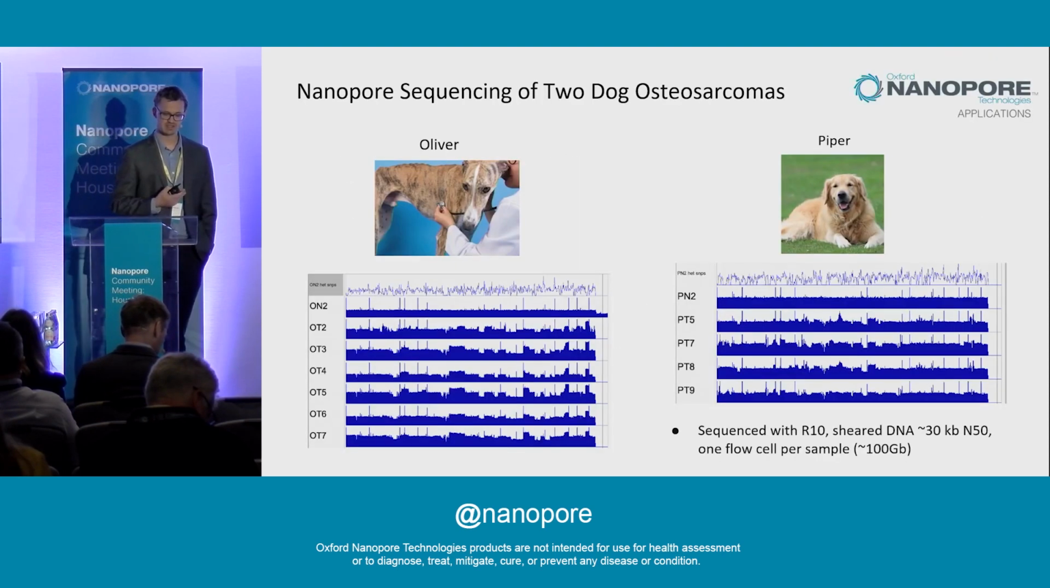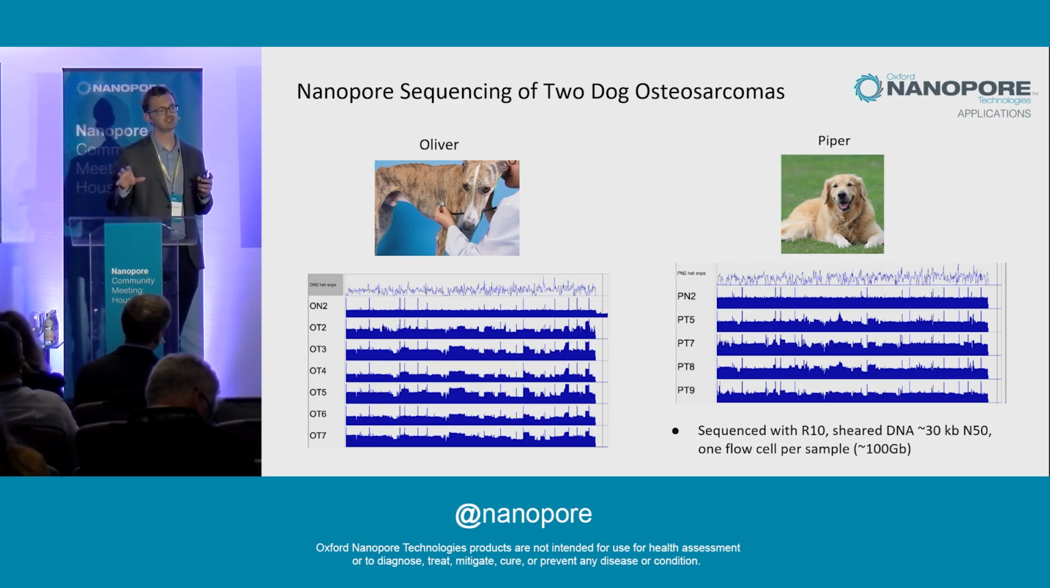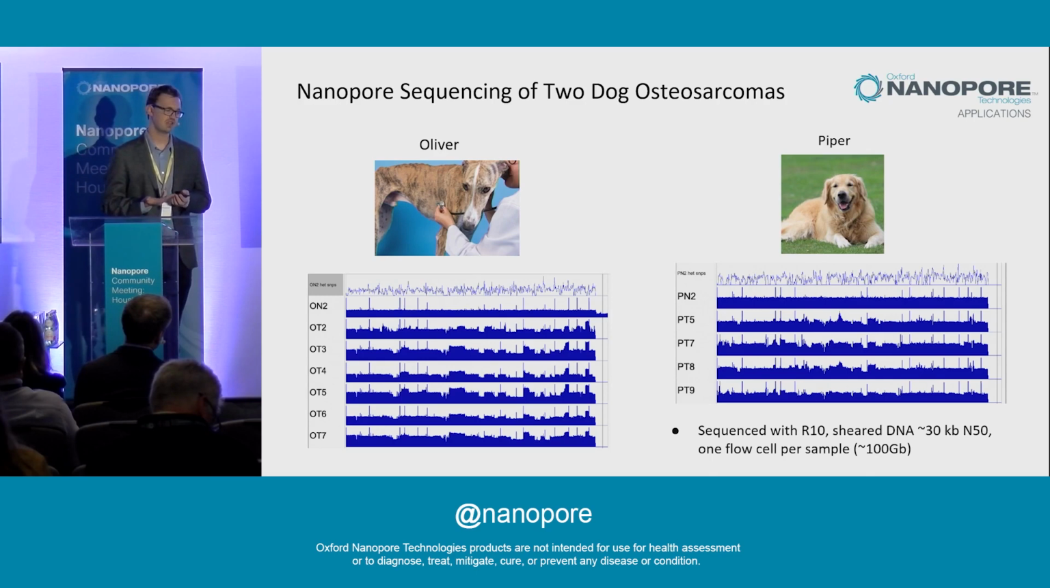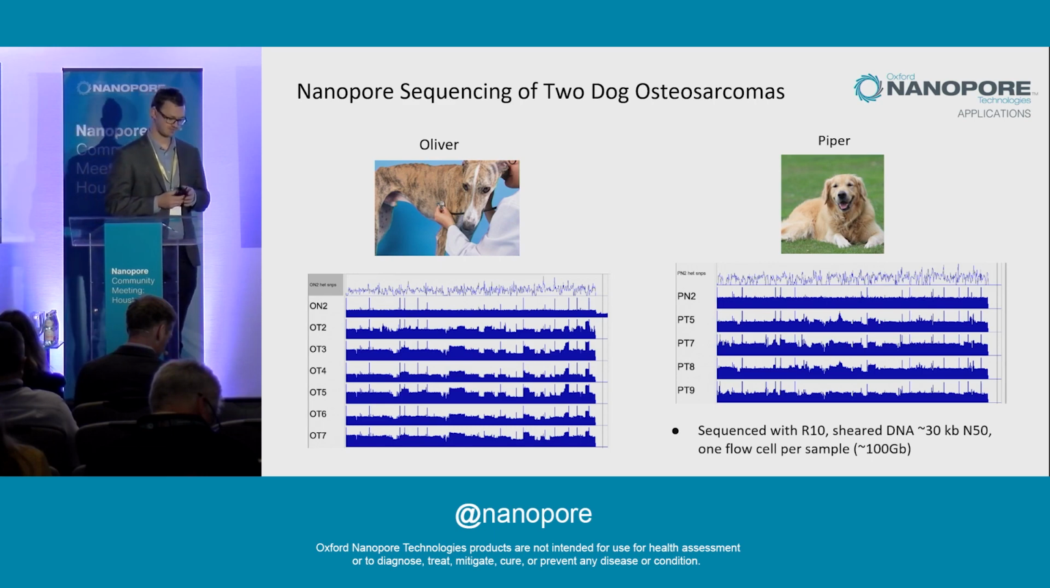So naturally, we combined forces with the Oxford Nanopore applications team to perform sequencing of 2 dogs. For each dog, Oliver and Piper, we sequenced multiple tumor sites of the same large tumor, and we have adjacent normal samples. Each sample was sequenced on a single R10 flow cell, sheared DNA. We got plenty of data, and we were very happy with it. Here you can see just the coverage plot for each sample. As you can see, there are a lot of copy number changes and heterogeneity going on.